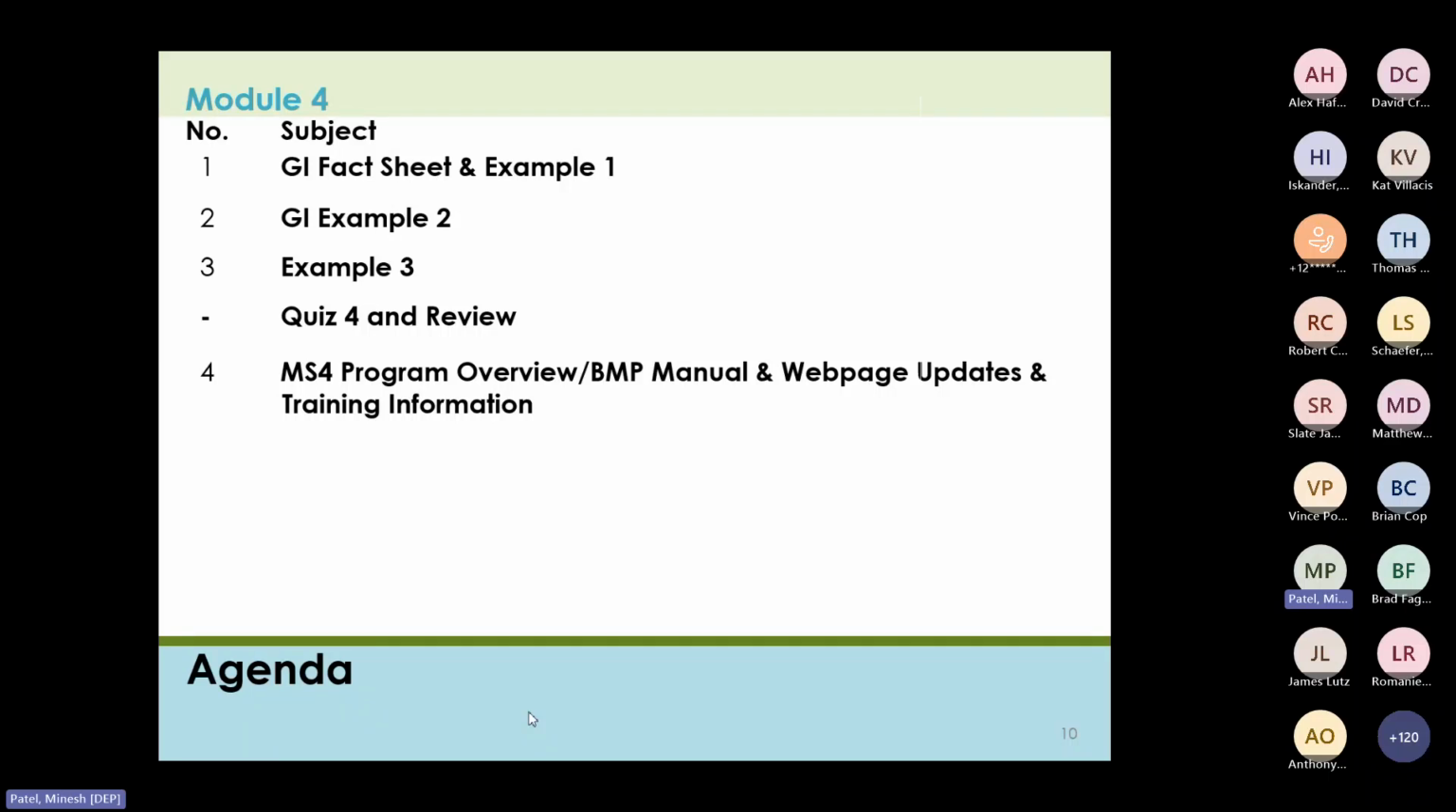And then lastly, Module 4 will take place on October 24th. The first presentation covers green infrastructure and how to evaluate GI BMPs from some design examples. There will be a second example presentation, and after that, a comprehensive plan review example, followed by quiz 4. Then we will have an overview of the municipal stormwater program, followed by the updates made to the BMP manual and stormwater webpage, plus the training and related information to close out the training.